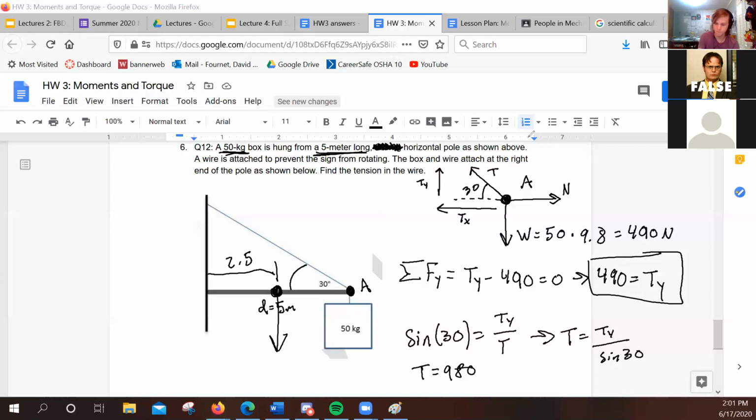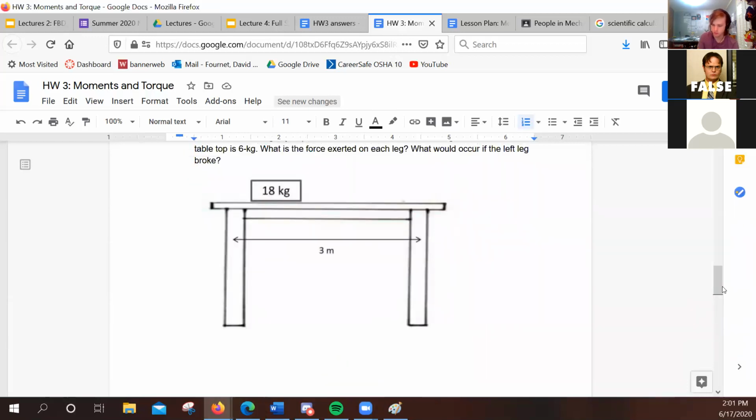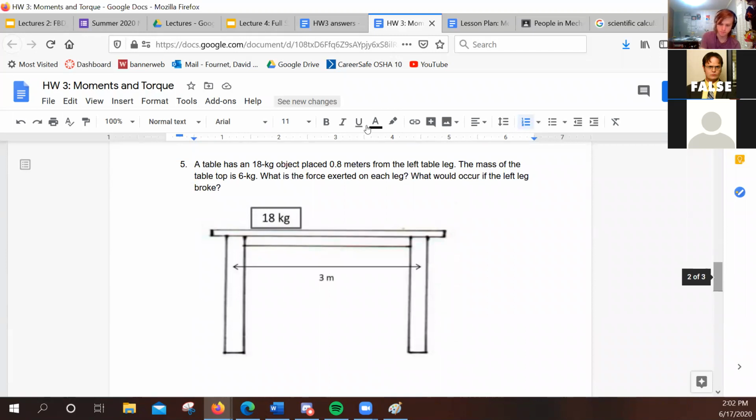Not really. Okay. So I do want to show you one more thing, which is question 5, and we'll go over all the answers so that when people look over this, they can see them. Something interesting about question 5 is that it's got an 18 kilogram object on it and tells you the distance from the left leg. So from here to here is 0.8. And it's saying the mass of the tabletop itself is 6 kilograms. And then it's asking the force exerted on each leg.